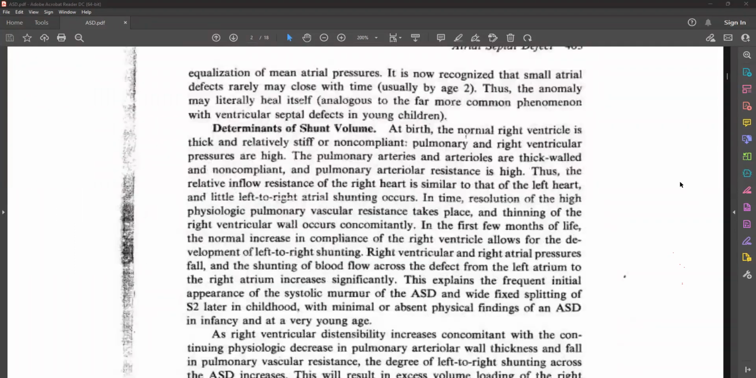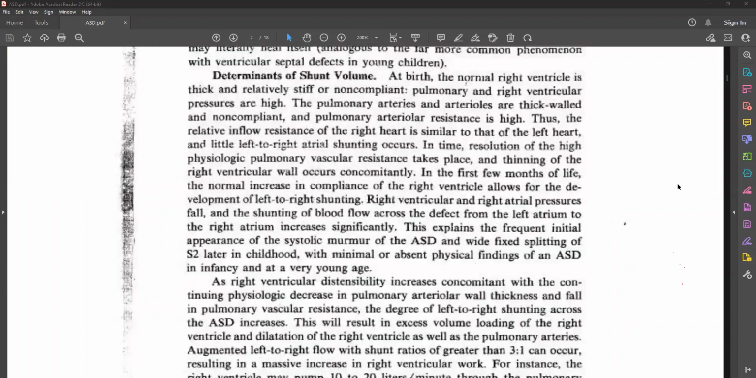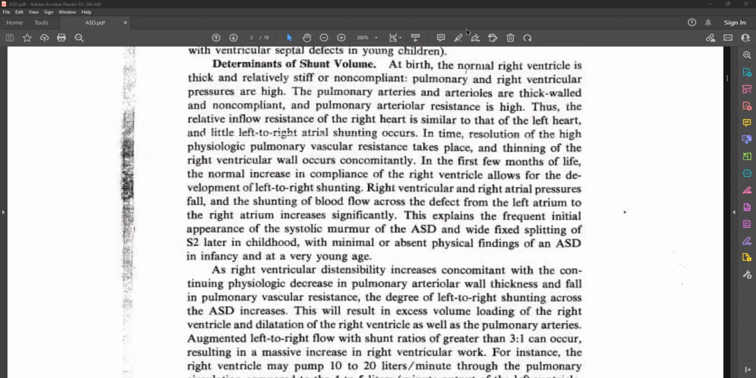So first thing you have to understand in this is, you may think that atrial septal defect is present at birth, so we may be able to appreciate the signs of atrial septal defect during early childhood. That is not true. I think that part is what is clearly explained here. So one thing what you need to understand is minimal or absent physical findings of ASD in infancy and at very young age.